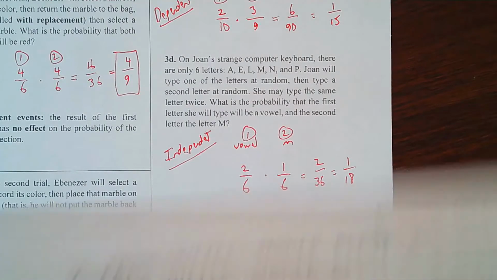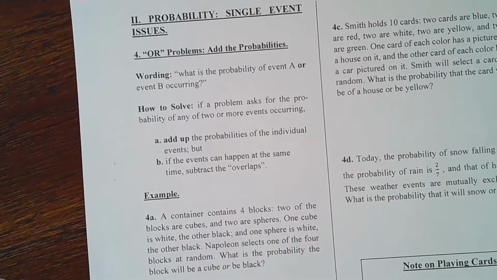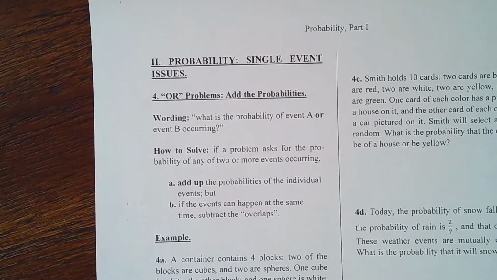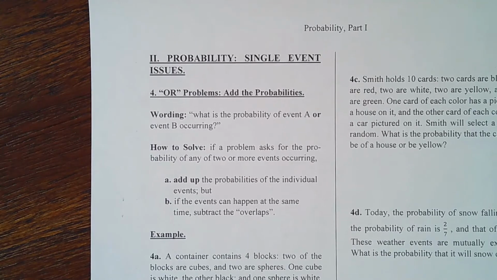All right, why don't we move on to page 3 now? And we've been looking up until now at calculating the probability of multiple events happening. Let's take a look at a couple of issues that appear with single event problems, when only one selection is made, some tricky situations. First, we're going to look at what we'll call the OR problems.